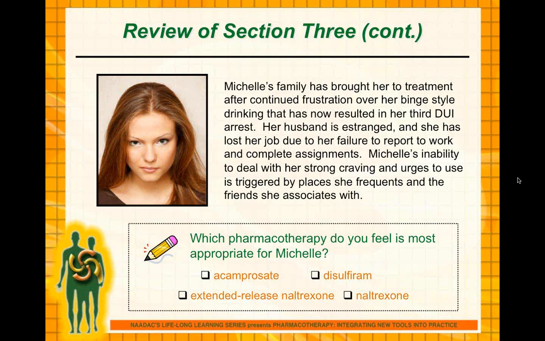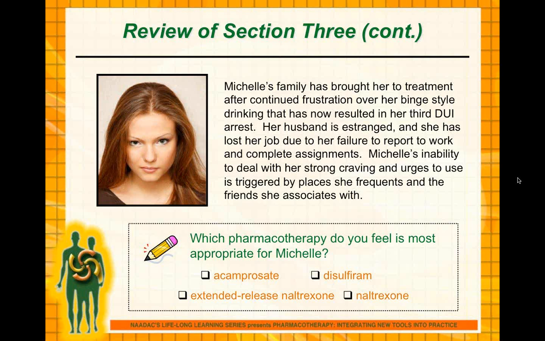and pharmacotherapies are not going to be a magic bullet for her. Maybe extended release naltrexone or naltrexone would be helpful, because if she is going to go out to drink, it just would be a nice motivator that it doesn't feel as good. But again, that's a consideration, and she's not a surefire candidate for all of these.